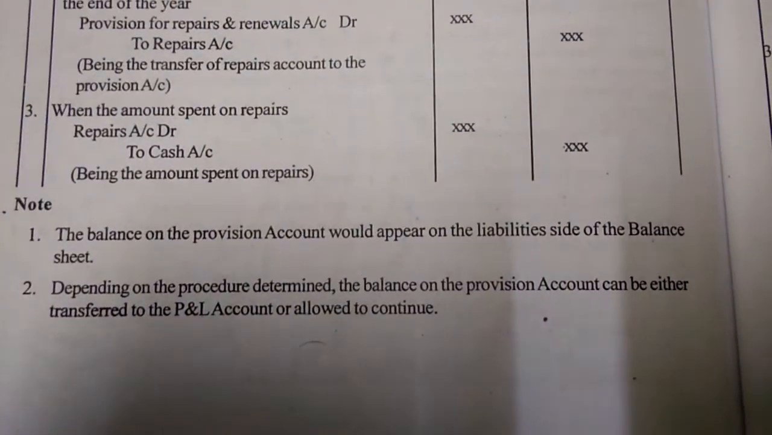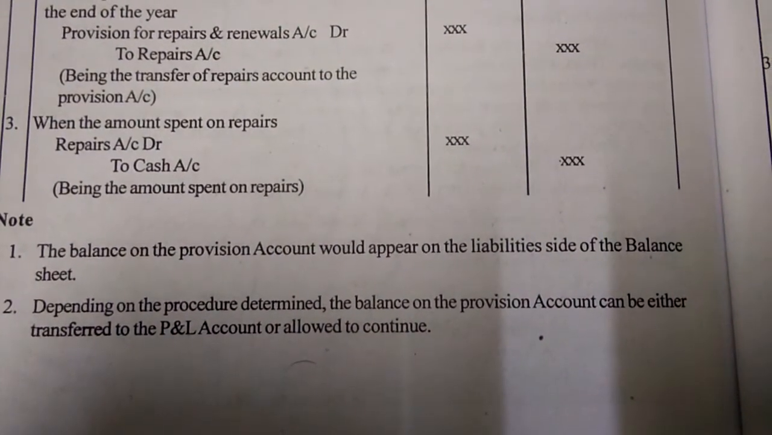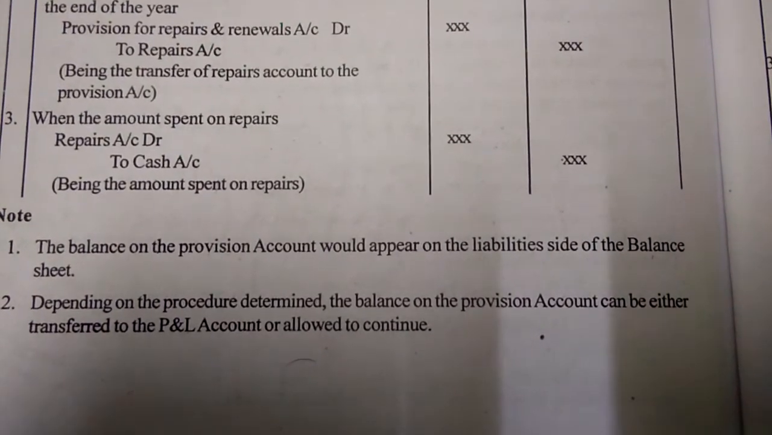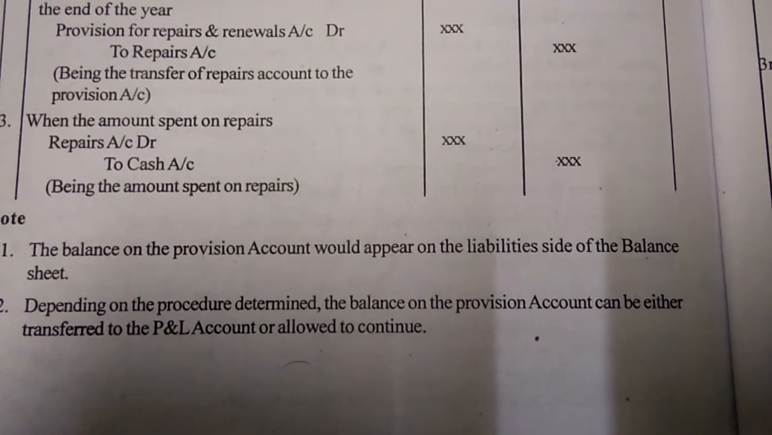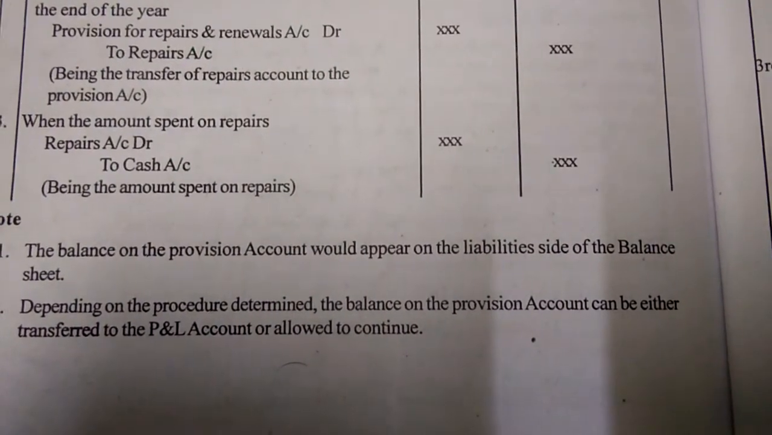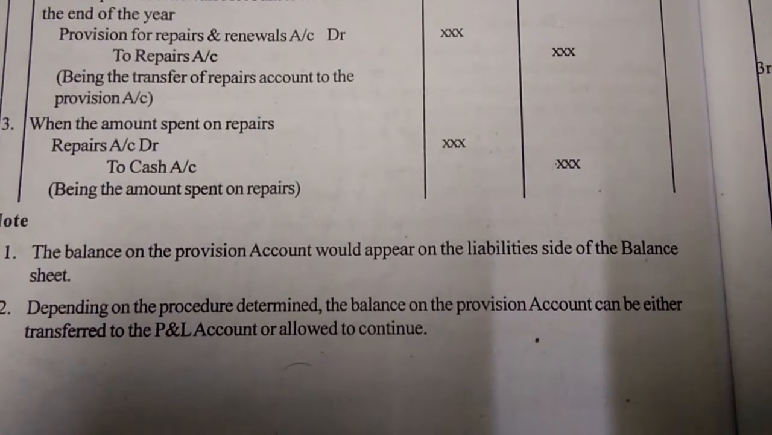So we are given two note points also. First one is the balance on the provision account would appear on the liability side of the balance sheet. Second one is depending on the procedure determined, the balance on the provision account can be either transferred to profit and loss account or allowed to continue.